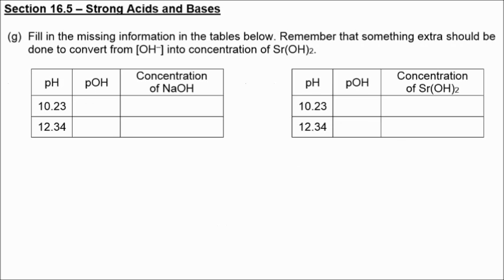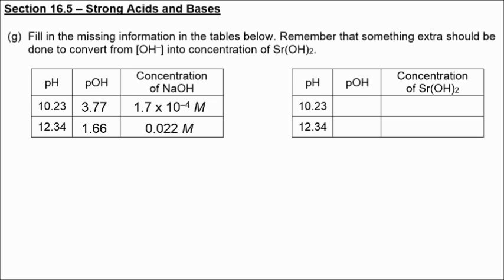A few more examples of hydroxide calculations in pOH. If the pH is 10.23, 14 minus that gives us a pOH of 3.77. 10 to the minus 3.77 tells us that the concentration of sodium hydroxide is 1.7 times 10 to the minus 4 moles per liter. 14 minus 12.34 gives us a pOH of 1.66. 10 to the minus 1.66, concentration is 0.022 moles per liter.